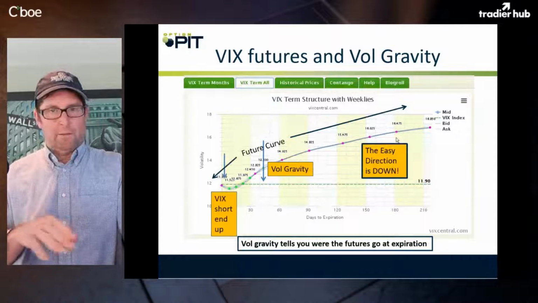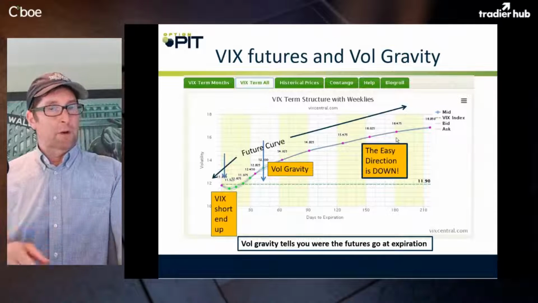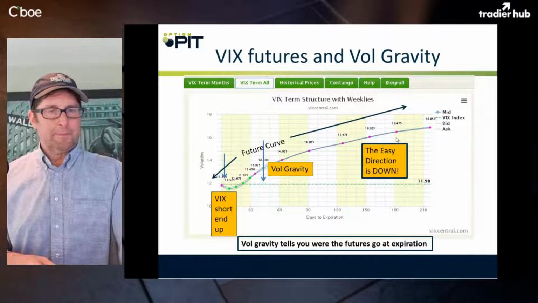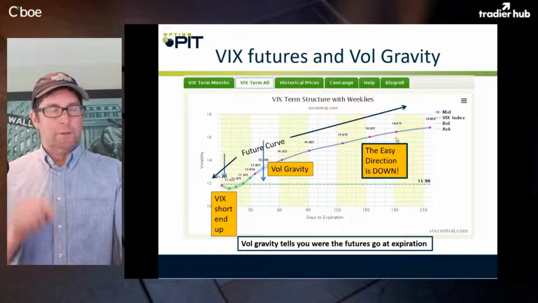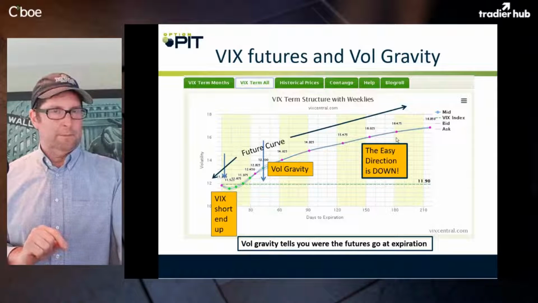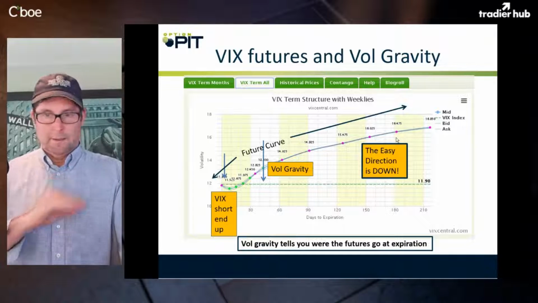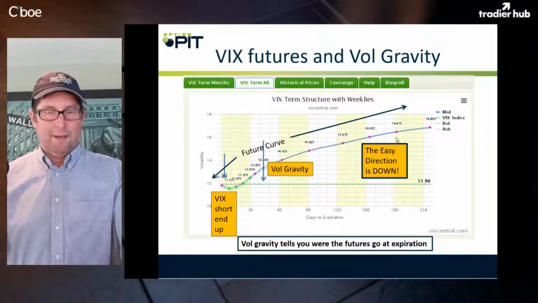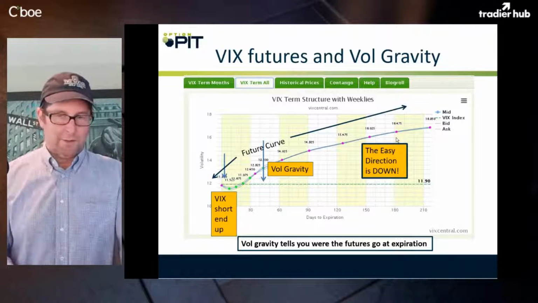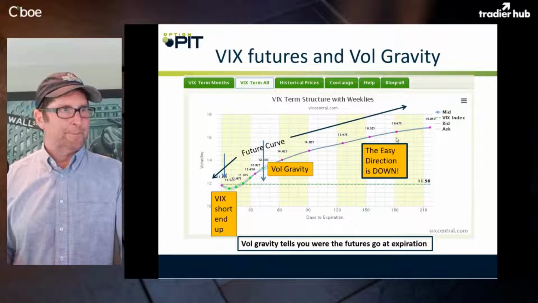So again, the vol gravity tells you where the futures are going to go till expiration. So unless something in the market changes, the futures go to the cash. Like literally, if I go 30 days from now and VIX is 1190, that near-term future will be 1190. Okay.